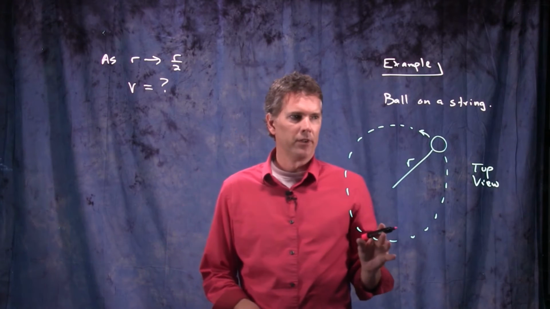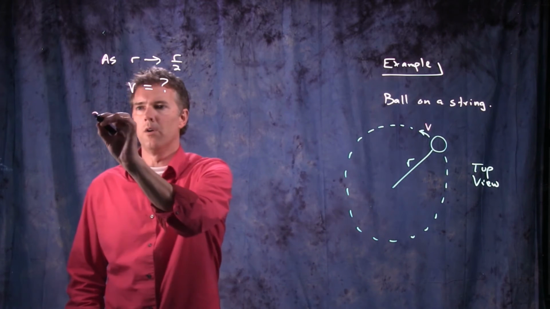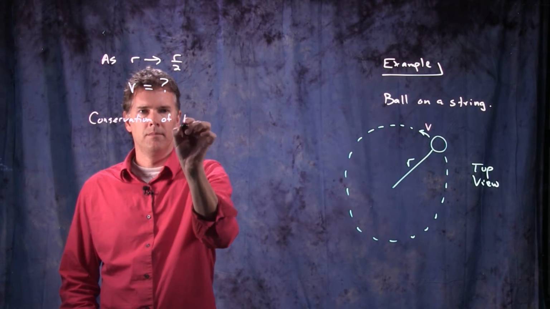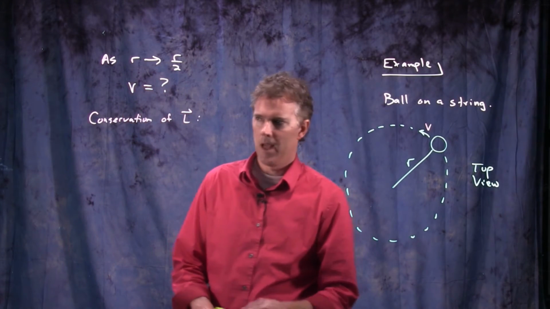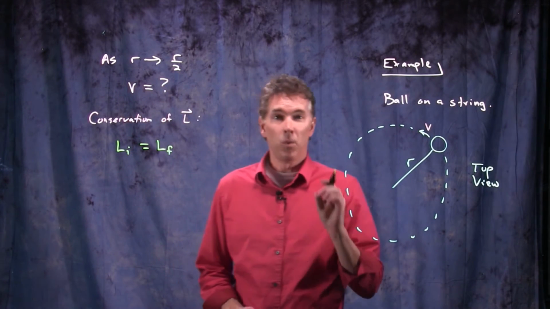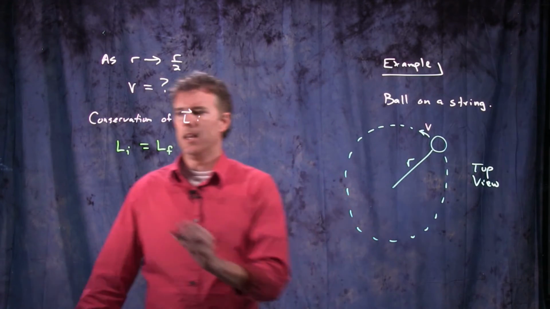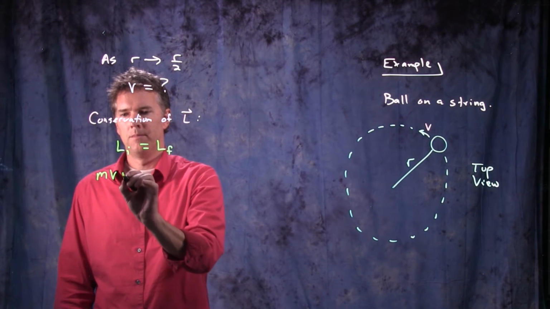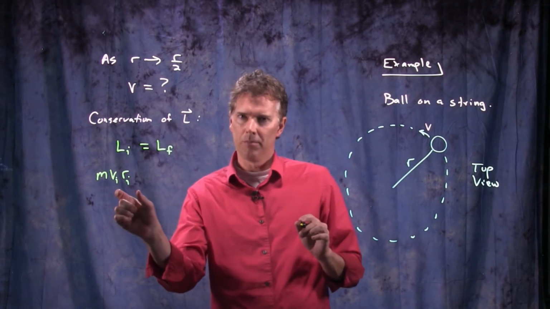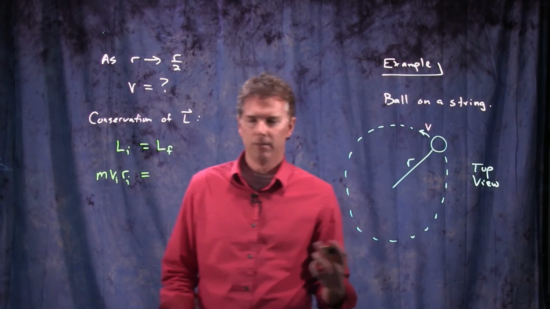All right, let's see if we can figure this out. Ball spinning around at some particular V initially. We know that conservation of angular momentum says the following. Li equals Lf. But we also know what the angular momentum is for a ball on a string. It is mvr. And so if it's initial, I need to put subscripts on there. m v initial, r initial.